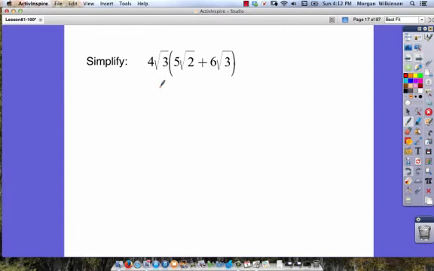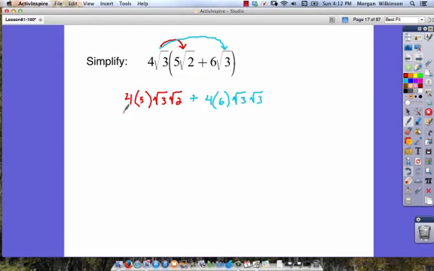Here we have to simplify, and in this one we need to use the distributive property. So first we'll multiply 4 times 5, and then we'll multiply the square root of 3 times the square root of 2. We'll actually show the multiplication in our next step. Then we're going to multiply 4 times 6, so this is adding, and the square root of 3 and the square root of 3.